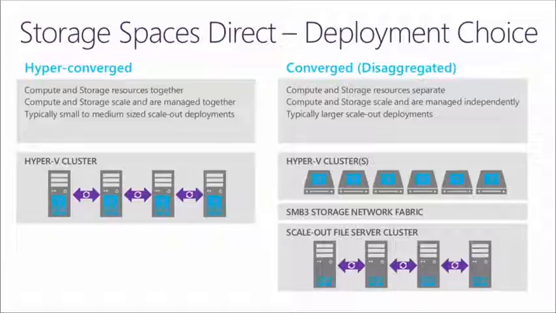On the left-hand side is those two on the right kind of jammed together. So you've enabled the Hyper-V role and the file server role on the same machine and connected those into a hyper-converged configuration. Both will be supported, but one typically for small to medium-sized scale-out deployments initially, and the converged one larger, and obviously allows you to scale a little bit more independently as well.